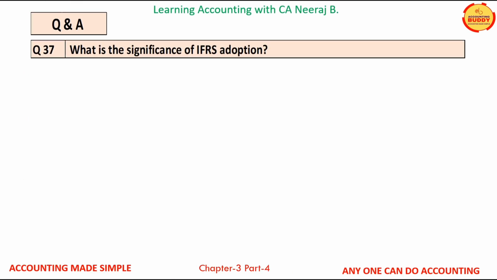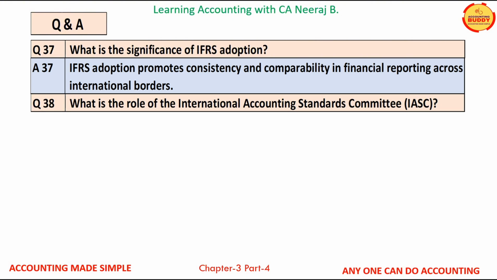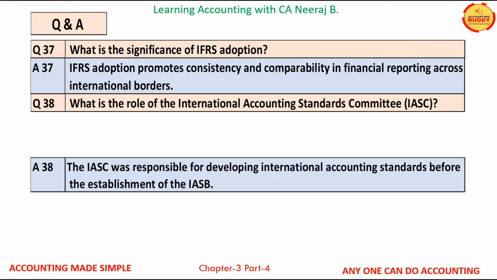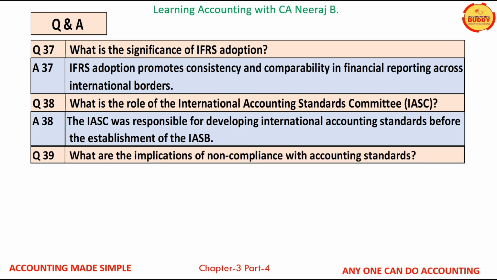Question number 37 is, what is the significance of IFRS adoption? The answer is, IFRS adoption promotes consistency and comparability in financial reporting across international borders. Question number 38, what is the role of the International Accounting Standards Committee, IASC? The answer is, the IASC was responsible for developing international accounting standards before the establishment of the IASB, that is International Accounting Standards Board. Question number 39, what are the implications of non-compliance with accounting standards?